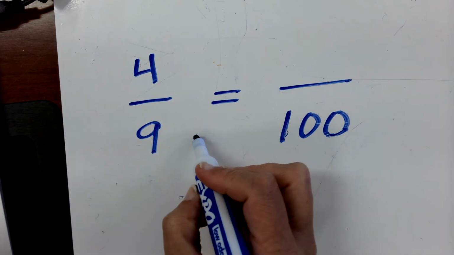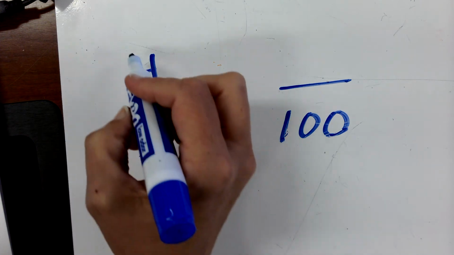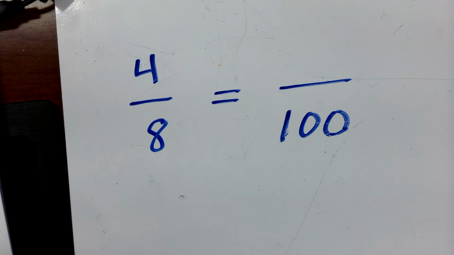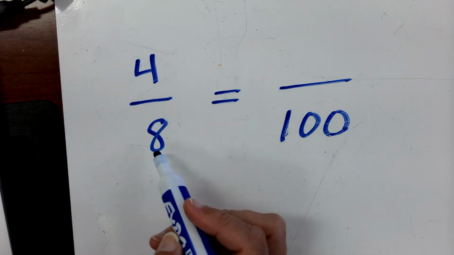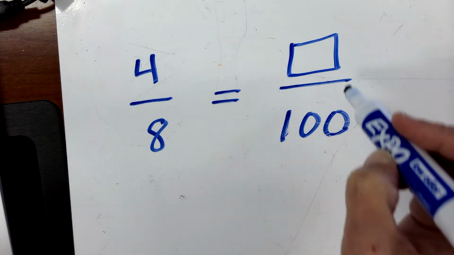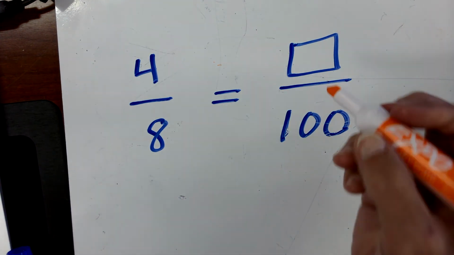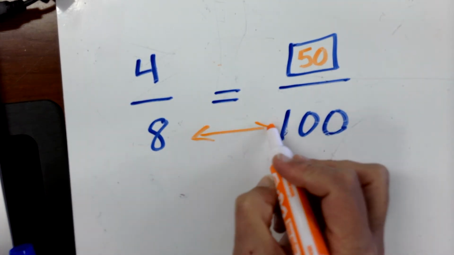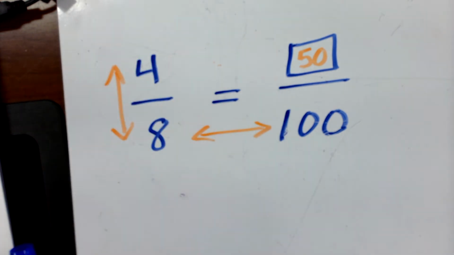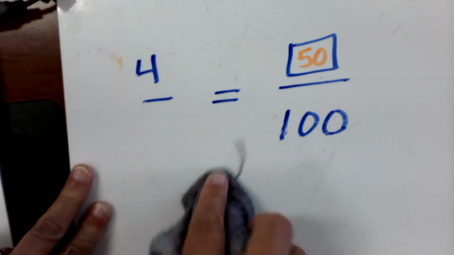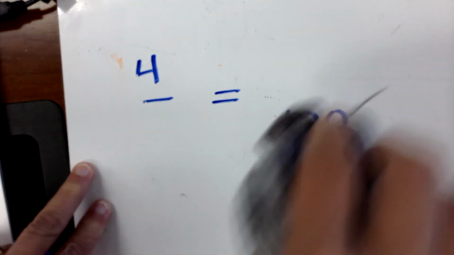So sometimes we look this way. We can also look this way. If this were an 8, for example, you might think to yourself, oh, 4 is half of 8. So what's the number here that would be half of 100? And you go, oh, that's 50. So we sometimes look this way and we sometimes look this way to look for the relationships that are already easy to work with.